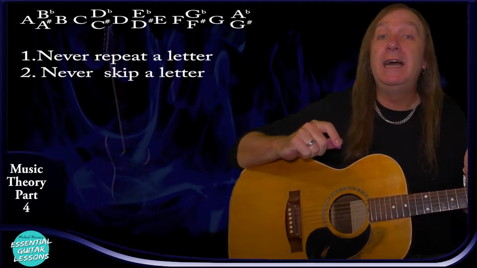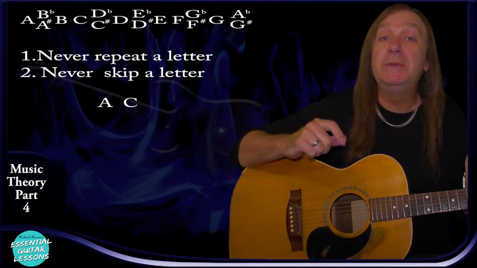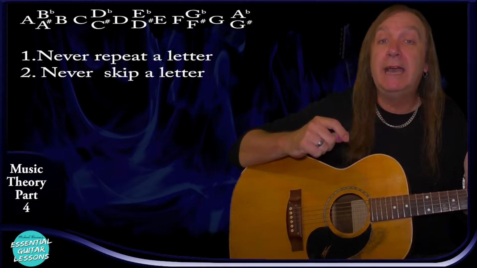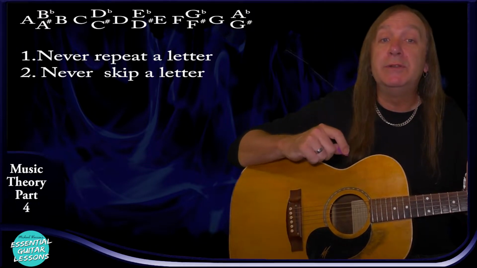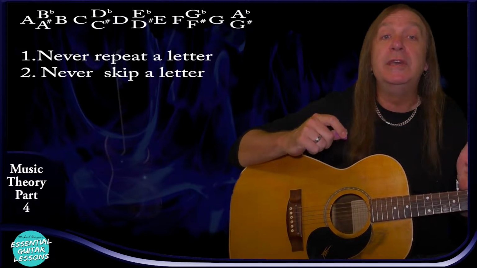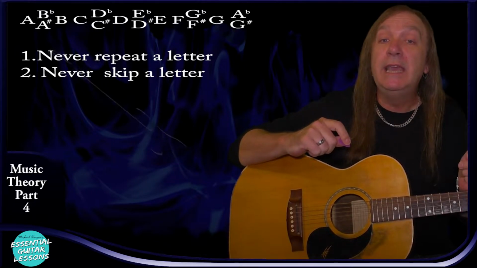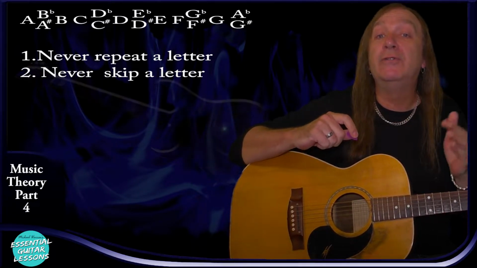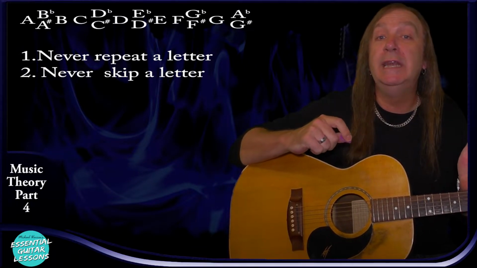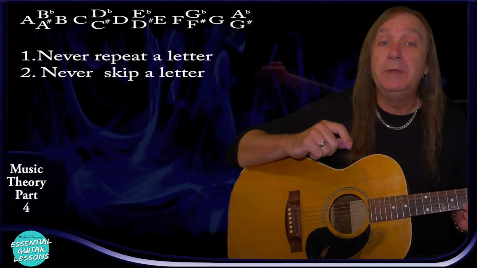The second rule is I can't skip a letter. So I can't go from, say, A to C because I've skipped over B. Again, it doesn't matter if it's a B or a B flat, I can't skip that letter. If I was on C, I can't skip to E or E flat. I must use either D, D sharp or D flat before the E. So again, if I was on F, I can't go straight to A or A flat or A sharp. I must put some G in there, whether it be a G sharp, a G or a G flat. So they're the 2 rules we must follow.